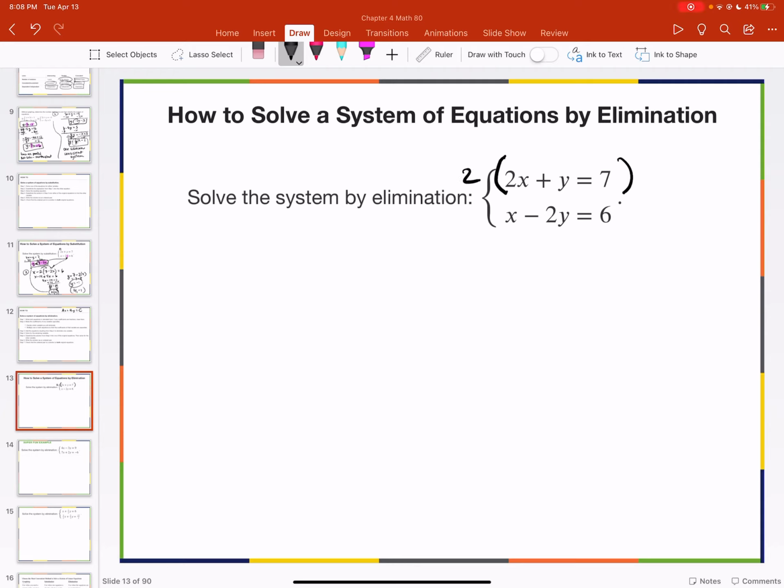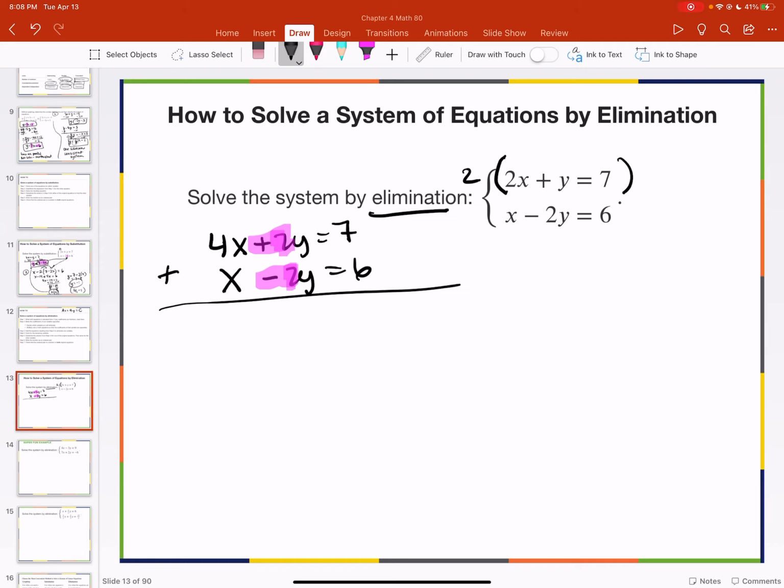So let's say my goal, I want to get rid of the y's first. I'm going to eliminate the y's. So if I multiply the top by 2, I get 4x plus 2y is equal to 7. And then underneath, I have x minus 2y is equal to 6. So notice, same coefficient but opposites, right? That's because now I'm going to combine these together, okay?